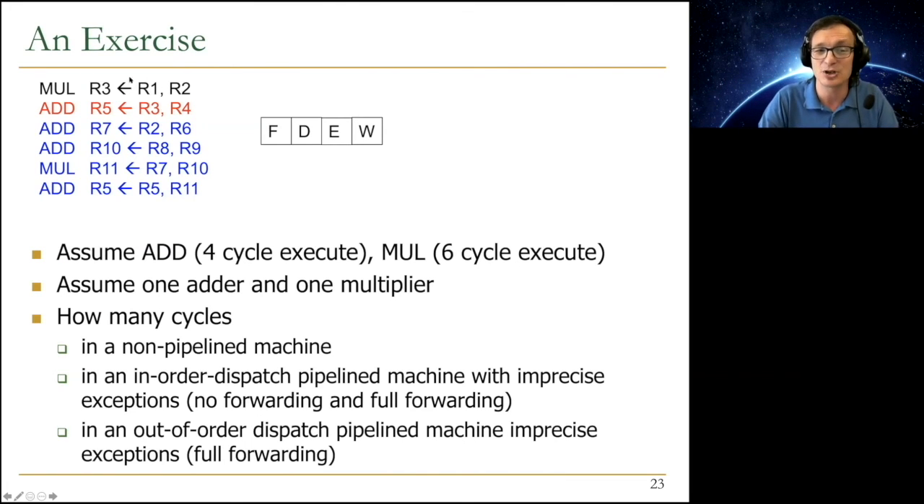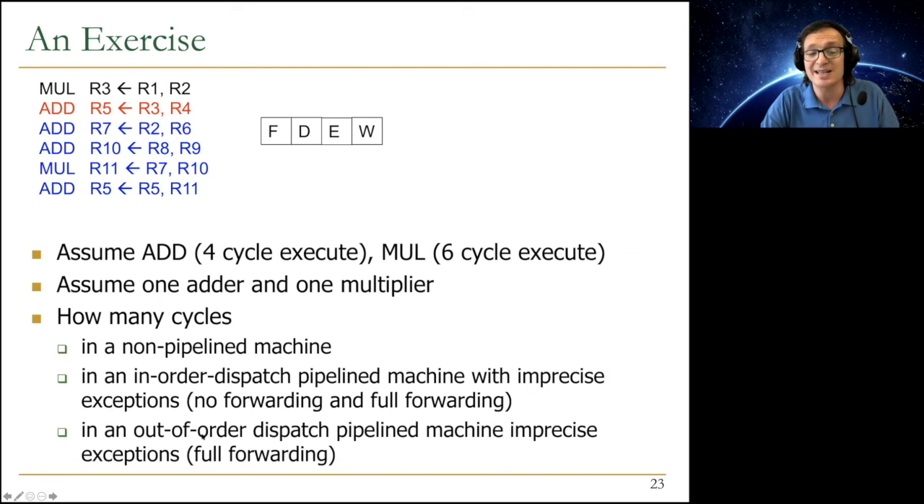Basically, we're going to simulate a machine that will execute these 6 instructions. It's not a lot, and in your homework, you're going to see a lot of different examples of this also. We're going to see how many cycles it will take to execute this in a non-pipelined machine, which is going to be easy, and in an in-order dispatch pipelined machine with imprecise exceptions, no forwarding and full forwarding, which is also going to be easy.